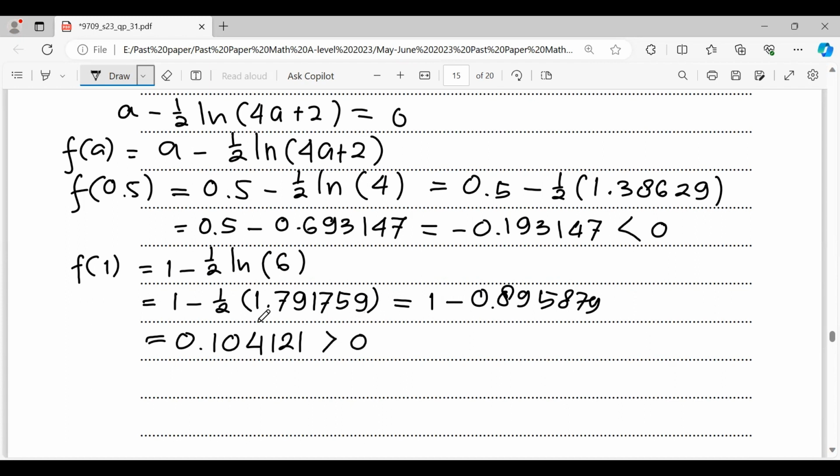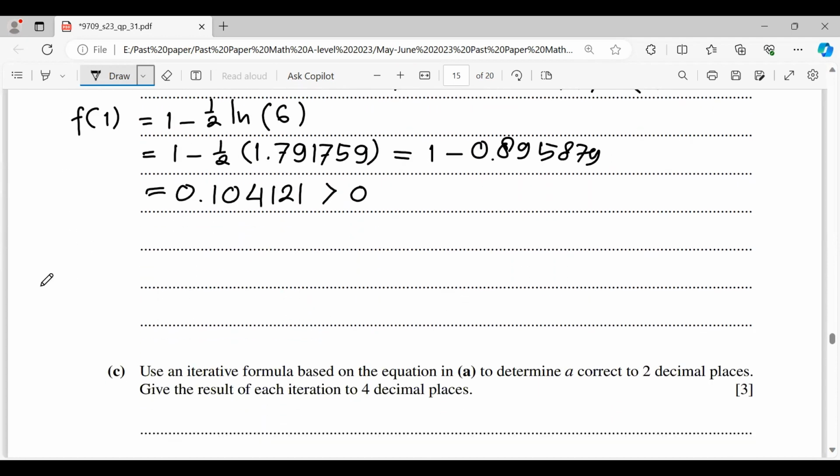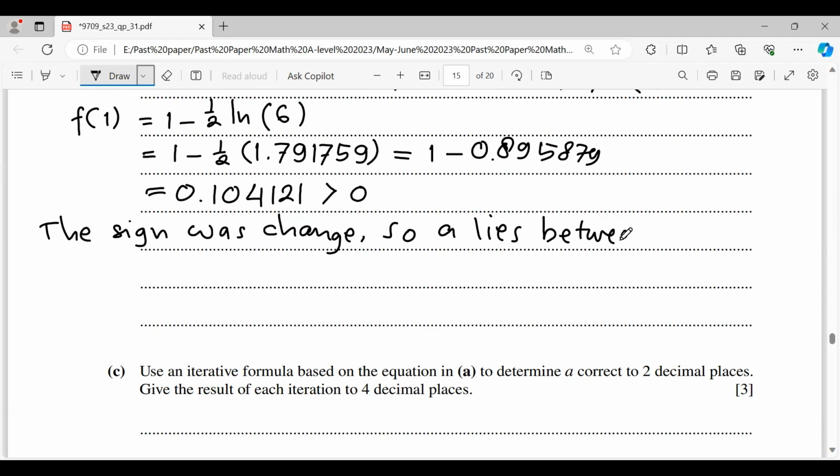Through this number and this number, we can say that the sign was changed, so a lies between 0.5 and 1.